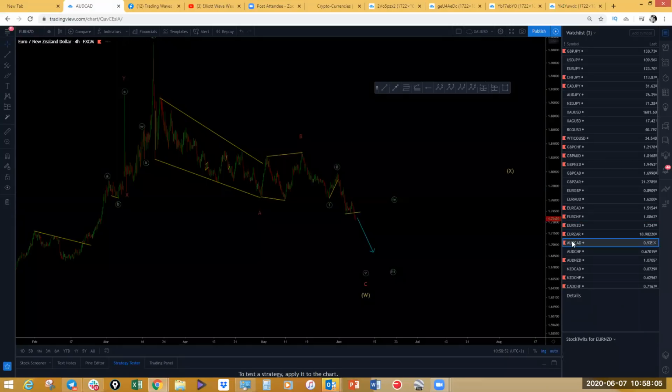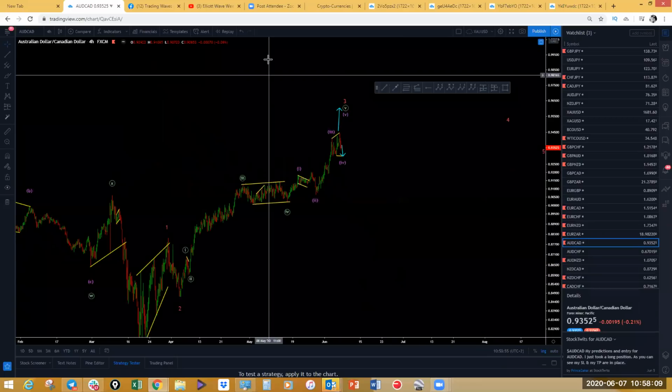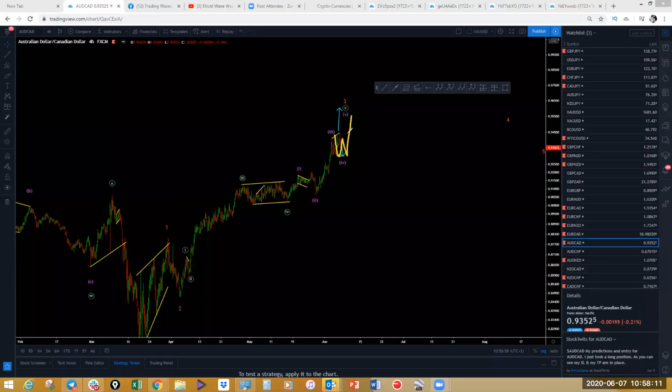Let's look at the crosses. Audi CAD. Audi CAD is making a pullback in wave 4. We should see it make one more up. It's at extremes now. We should see a deeper pullback before we make a move to the upside.